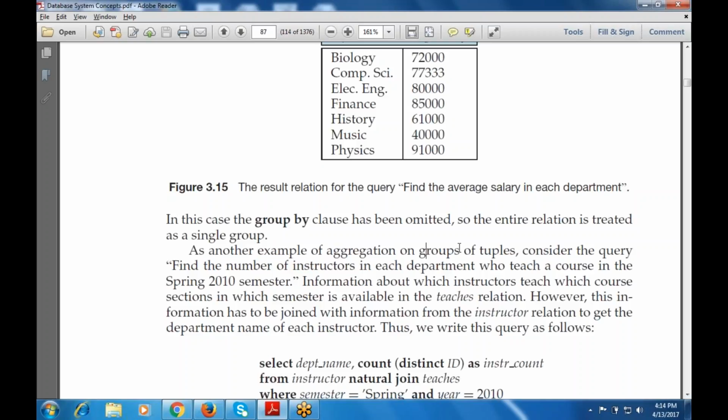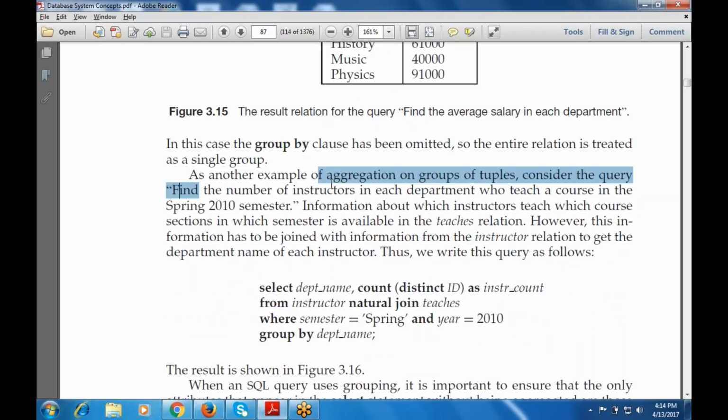As another example of aggregation on groups of tuples, consider the query: find the number of instructors in each department who teach a course in the spring 2010 semester. Information about which instructors teach which course in which semester is available in the teaches relation. However, this information has to be joined with the instructor relation to get the department name of each instructor. Therefore, we write this query as follows. Select department name, count distinct ID as instructor count from instructor natural join teaches where semester equals spring and year equals 2010, group by department name.